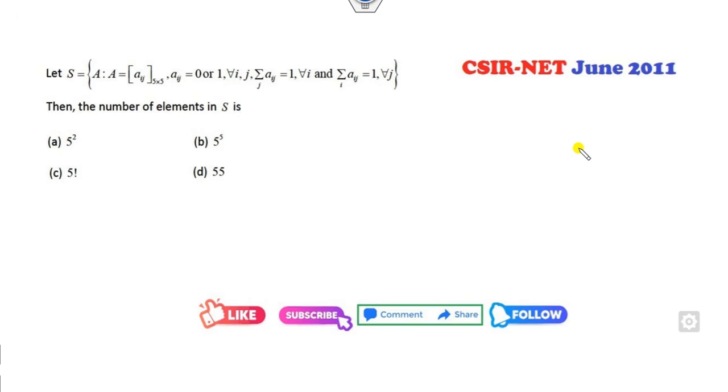Now let's start with this video. You have to read the statement very carefully. A is a 5 cross 5 matrix such that each of the entries is 0 or 1, and the column sum is 1 as well as the row sum is also 1.